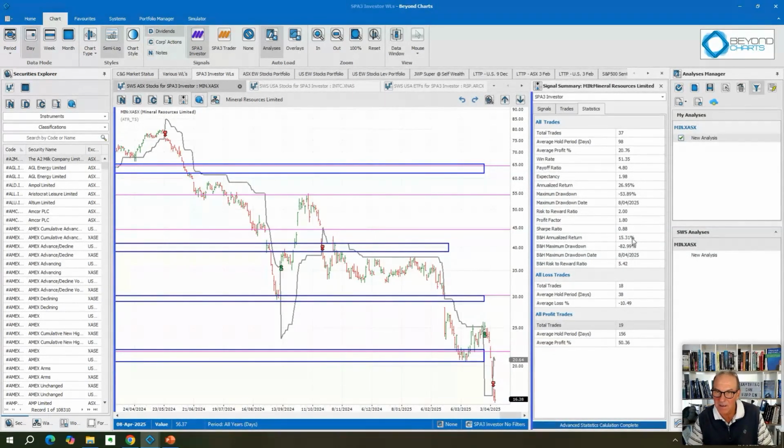Compared to the index, where's the index? Sorry, I thought we had the index here. No. So it's got an edge, right?